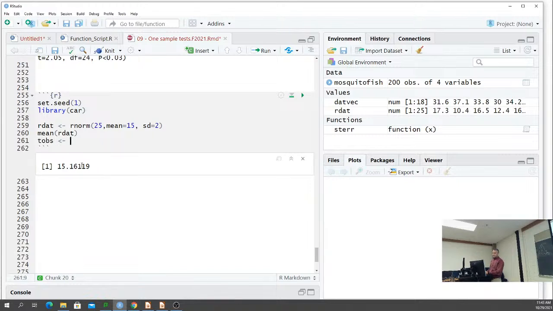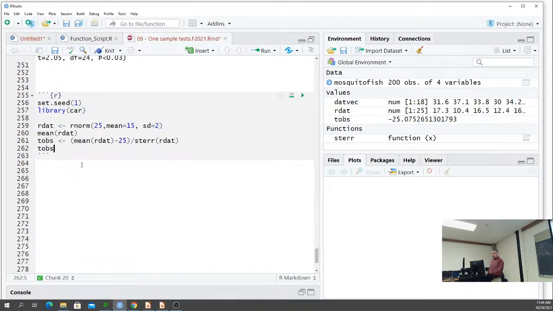So if I do a T observed value, that is the mean of our r dat, minus our hypothesized mean, let's say 25, divided by our standard deviation, or standard error of the mean. But this is the population, and we don't know that, right? So what we have to use is the standard error of our sample, which would be the standard error of that r dat. And that comes up with the T obs. So, should we do this?